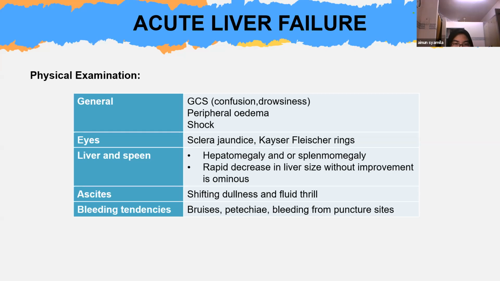Next, for ascites, look for shifting dullness and fluid thrill. And for the skin, look for any bleeding tendencies such as bruises, petechiae, and also bleeding.